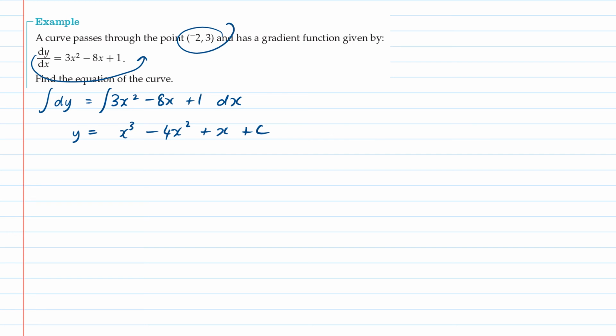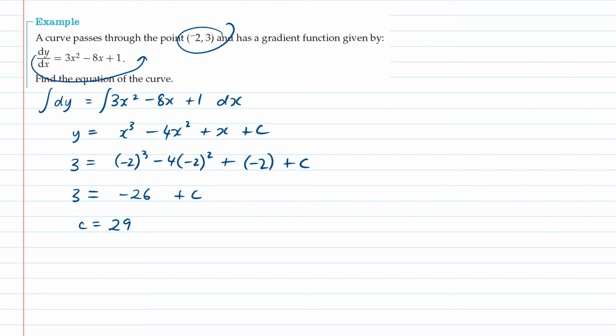So I've got an x value and a y value. So I'm going to put 3 in for my y value, and I'm going to put negative 2 in for my x value. So that's what I'm doing here. Plus negative 2 plus c. Okay, so we're going to have 3 equals negative 8 minus 16, so that's negative 24, minus 2, which is negative 26, and then we've got plus c. So my c value is going to be 29.